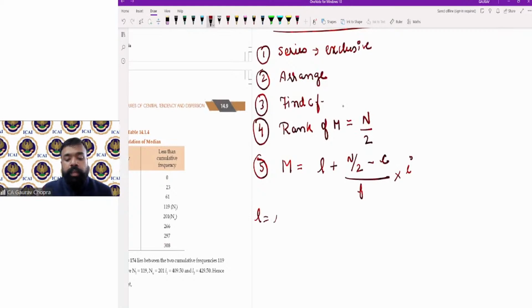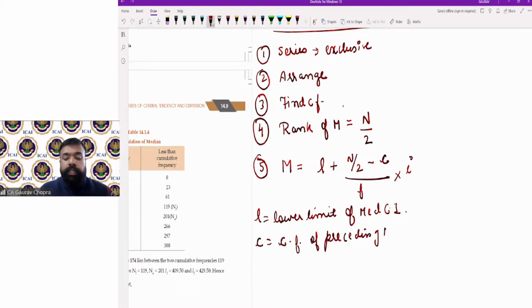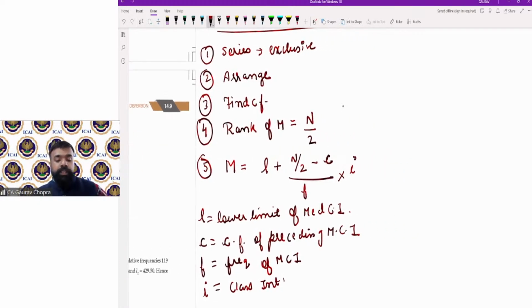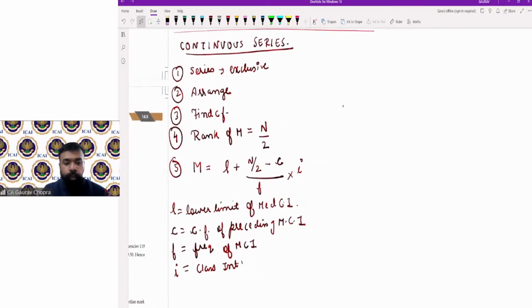So what is the meaning of L? L is the lower limit of the median class. L का मतलब हो गया lower limit. C is the cumulative frequency preceding the median class interval. Median class interval से पहले वाली cumulative frequency. F is the frequency of the median class interval. I का मतलब हो गया class interval or class length or you can say class size. So in this way you can solve median.